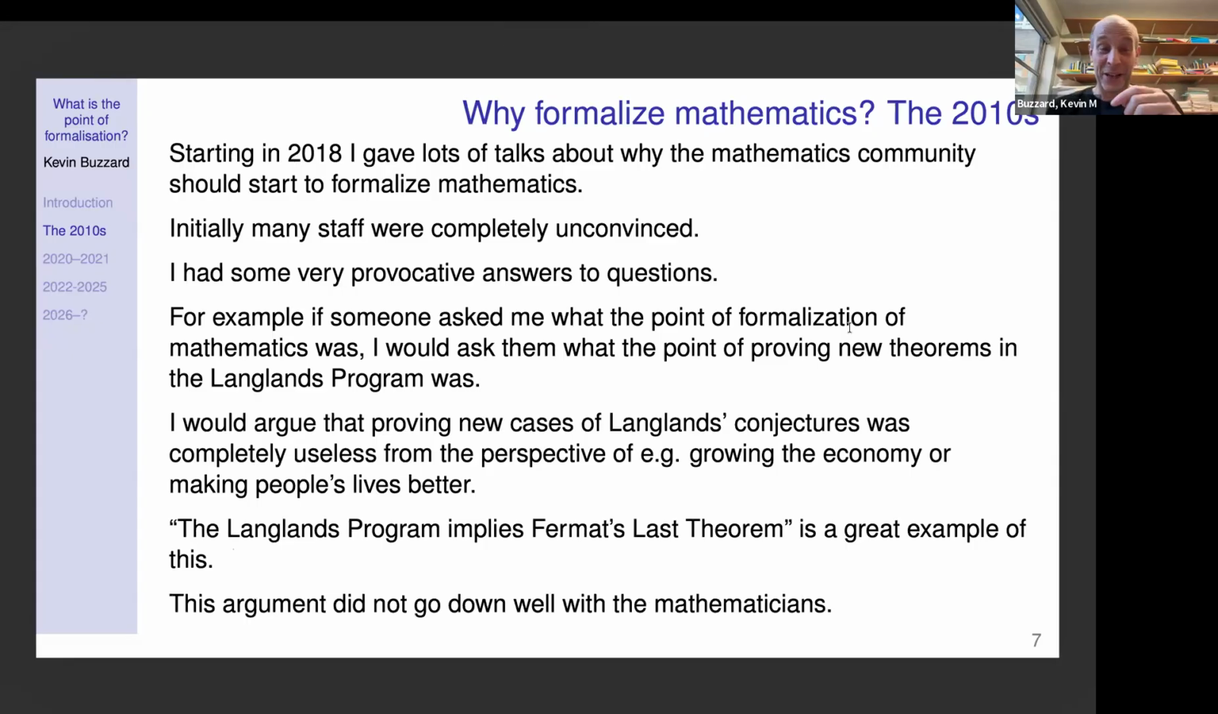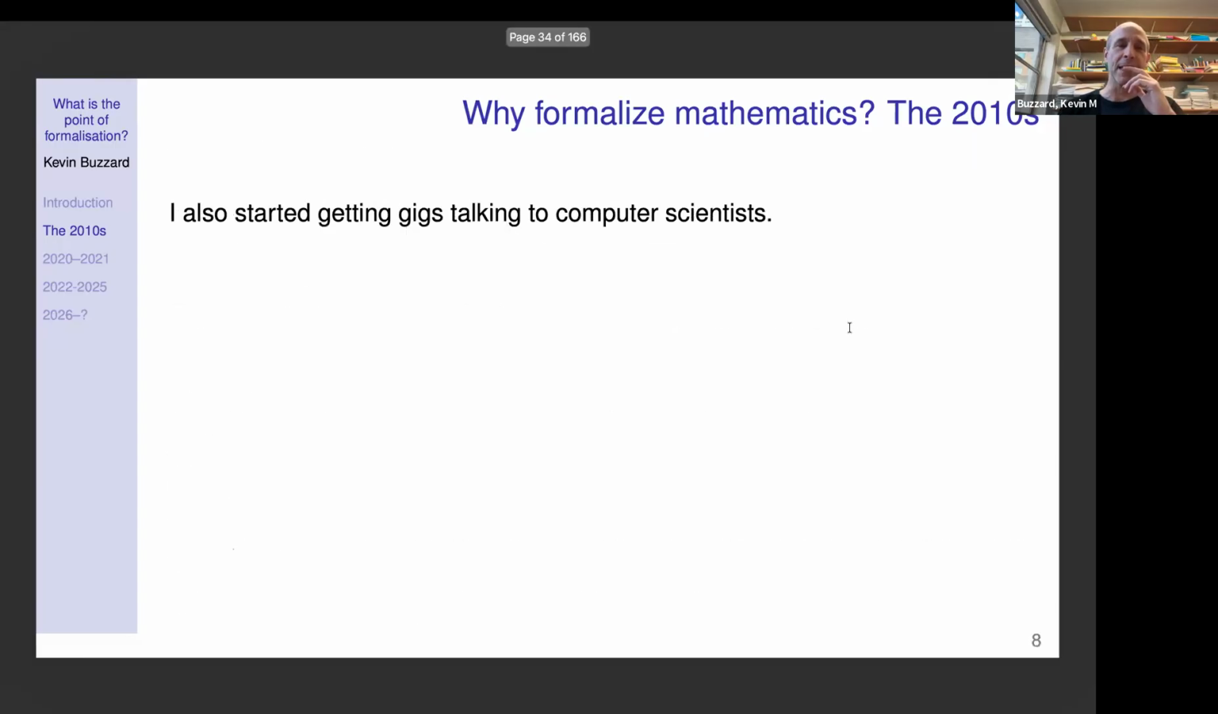And this argument did not go down well, right? This is not the kind of thing a mathematician wants to hear: that what I'm doing is just as pointless as what you're doing, and so you can't ask me why I'm doing it. That's not a good argument, it turns out.